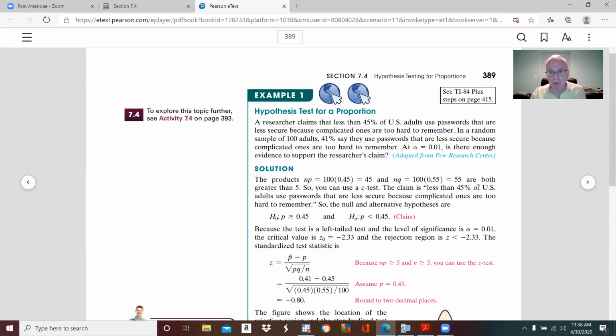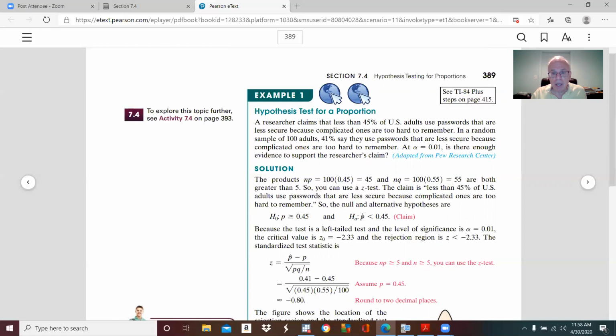Let's do a couple of examples before I show you the problems I did at the back of the book. All right, it says hypothesis test for proportion. A researcher claims that less than 45% of US adults use passwords that are less secure because complicated ones are too hard to remember. Well, the first thing you can see is this is a claim and it has less than in it. Less than is something that we use in the alternative hypothesis.